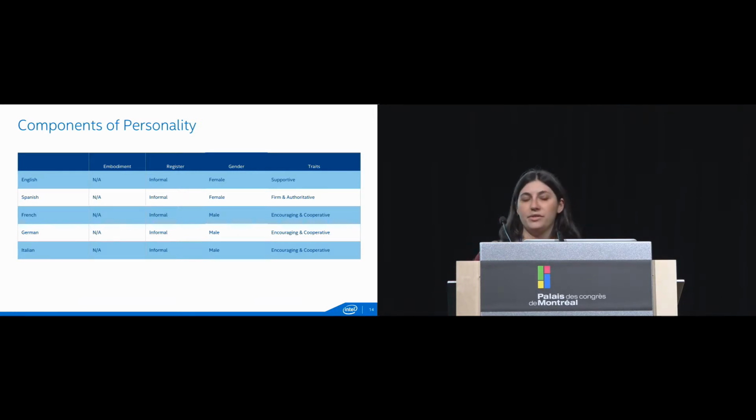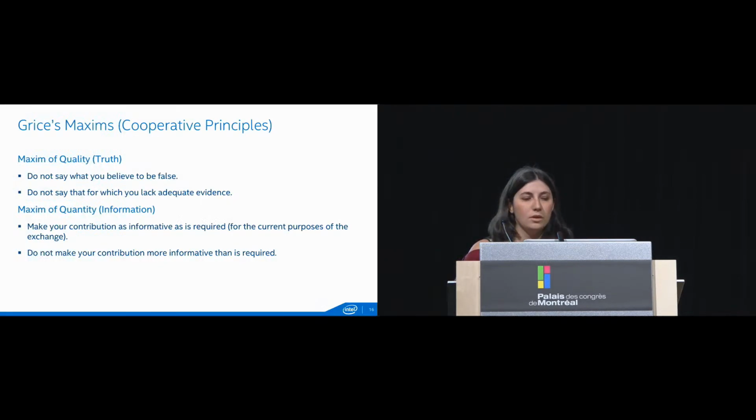I'm going to go back and forth in the presentation on this. So I'm going to talk a little bit about things that are common for every culture. One of the things that we used as a guiding principle were Grice's maxims, the cooperative principles of speech. And so when we were designing our output and our personality, we wanted to make sure that we were truthful, and that we provided the right amount of information, not too little, not too much.